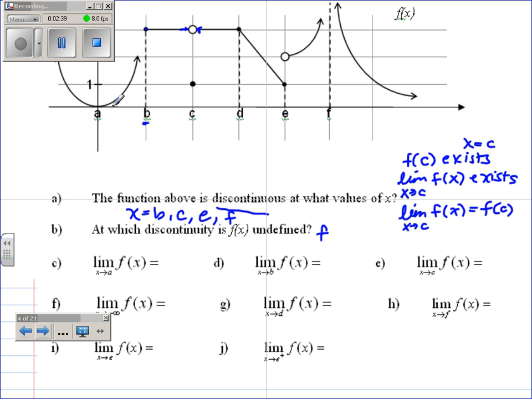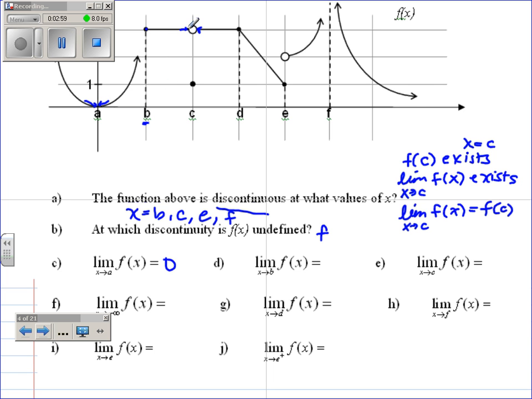Limit as x goes to a. Okay, from the left, I'm going to infinity. From the right, I'm going to 3. They don't match up, so it's D and E. As I go to b, I'm sorry, I read it wrong. As I go to a, from the left and from the right, I squeeze in on 0. For b, that's the one I just talked about.